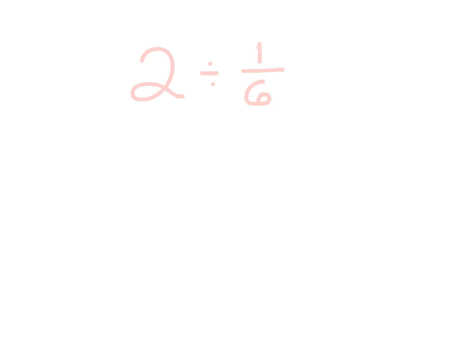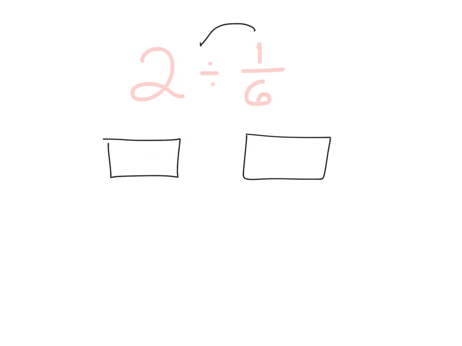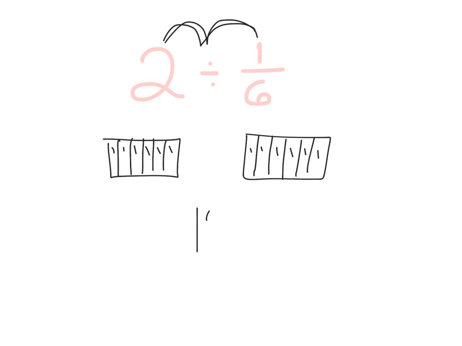Now we have 2 divided by 1/6. So here's 1 whole, 2 wholes. There's my 2 wholes, and I'm going to find how many 1/6 divides into 2, how many 1/6 fits into 2. So now I'm going to divide these into 6. Remember, 5 lines will divide it into 6. And there we go. Let's count them up. How many 1/6? 1, 2, 3, 4, 5, 6, 7, 8, 9, 10, 11, 12. 12 of them. 2 divided by 1/6 is equal to 12.